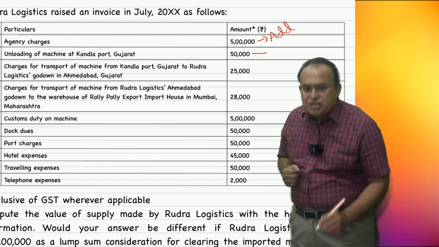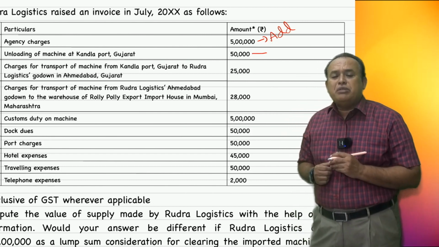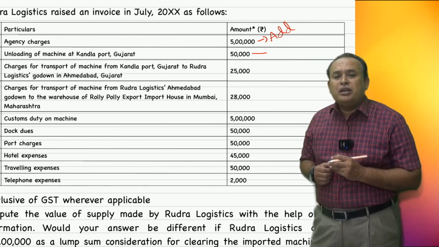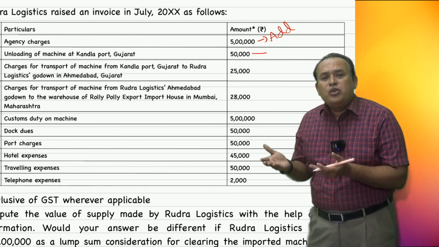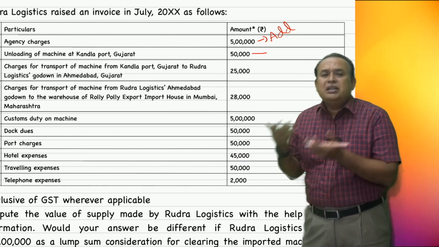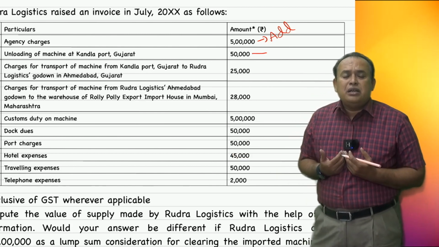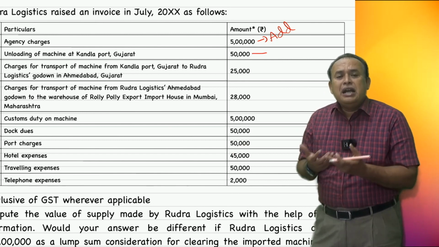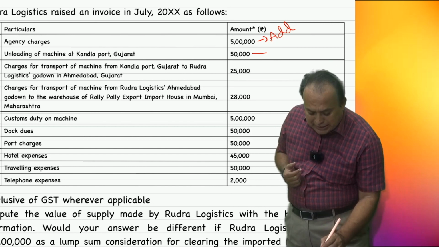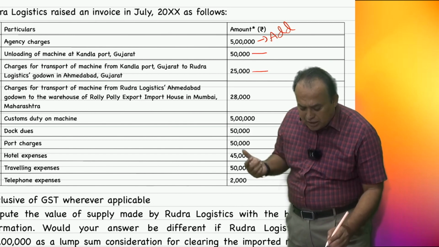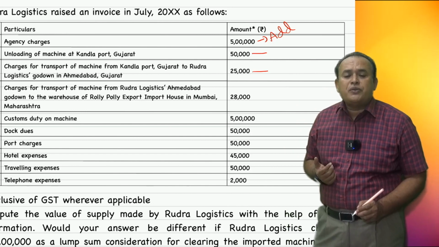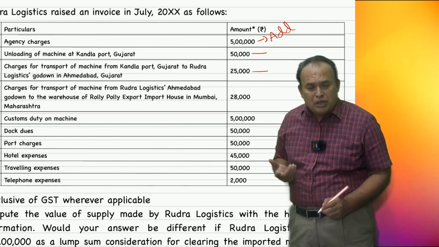followed by charges for transportation of the machine from Kandla Port, Gujarat to Rudra Logistics Godown, Ahmedabad. Whose goods are being transported? For whom? It is for the recipient. The recipient should incur the expenditure, but the clearing and forwarding agent, Rudra Logistics, is incurring it and reimbursing the same from roly-poly, namely the recipient. Then, charges for transportation of the machine from Rudra Logistics Godown, Ahmedabad to the warehouse of the roly-poly import house in Mumbai.